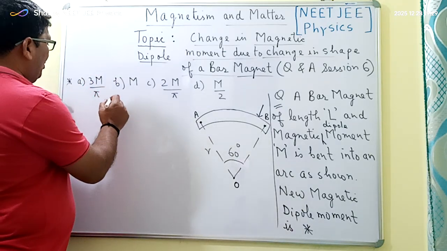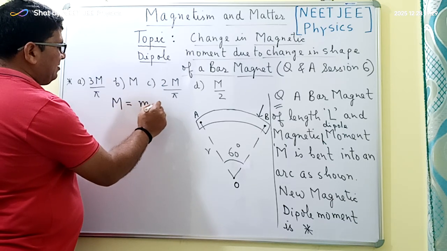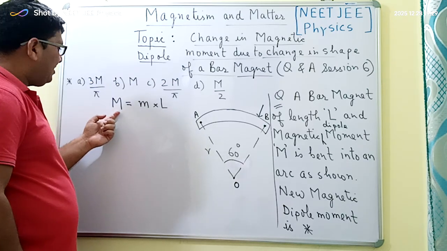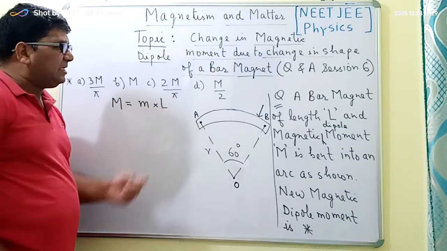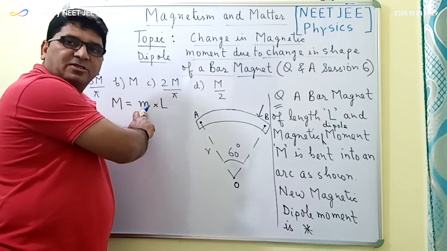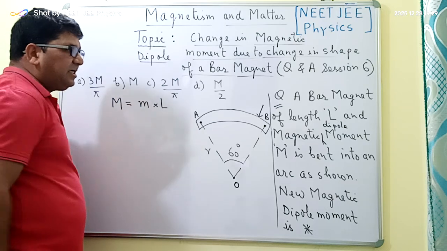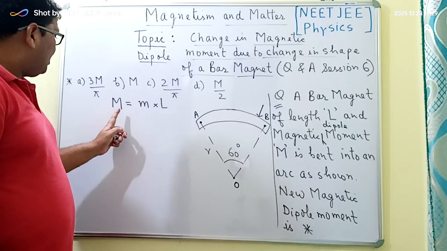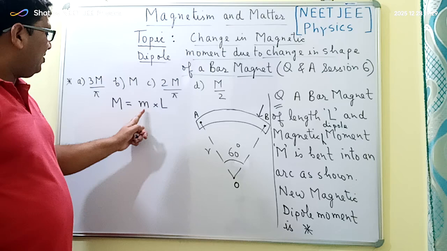Now the magnetic dipole moment, as we all know, is equal to pole strength multiplied by the magnetic length. Here the magnetic dipole moment is given to us as capital M, and small m is the pole strength and L is the magnetic length. So the original magnetic dipole moment, that is when the bar magnet was straight, capital M, is equal to m into L.